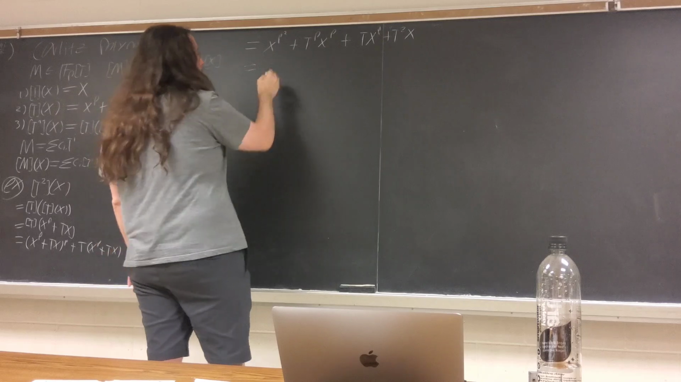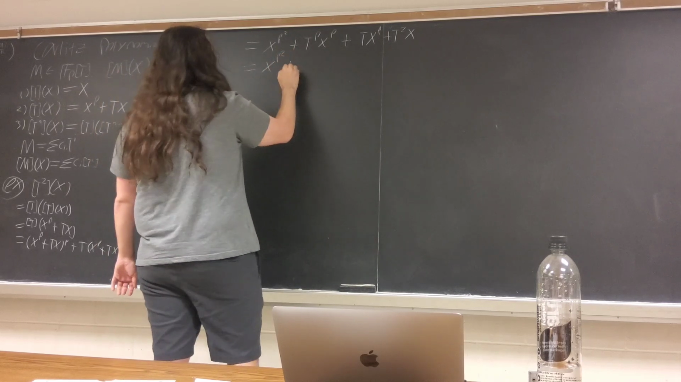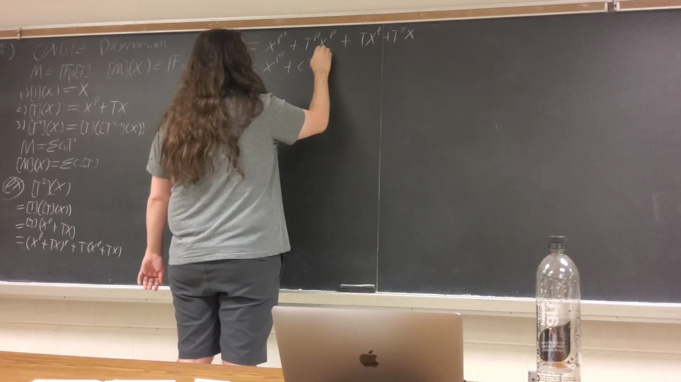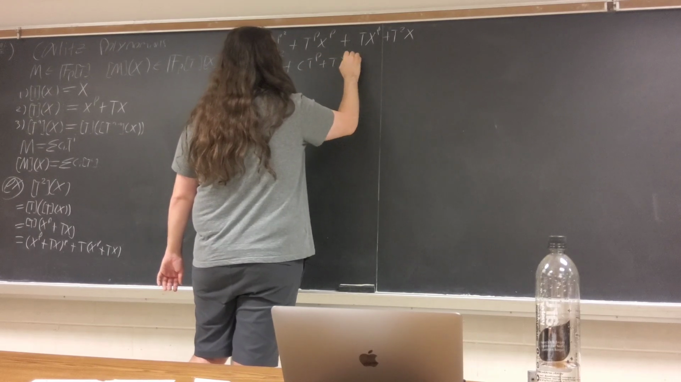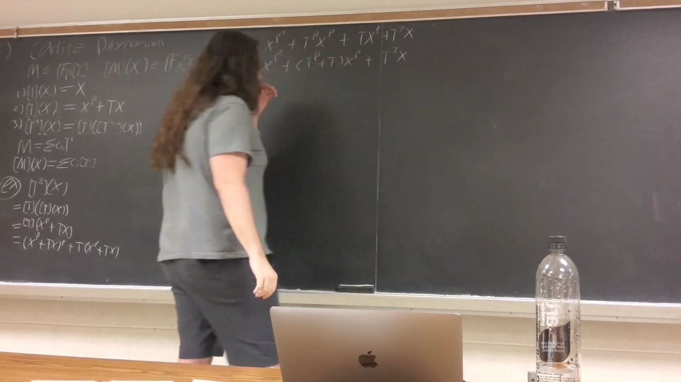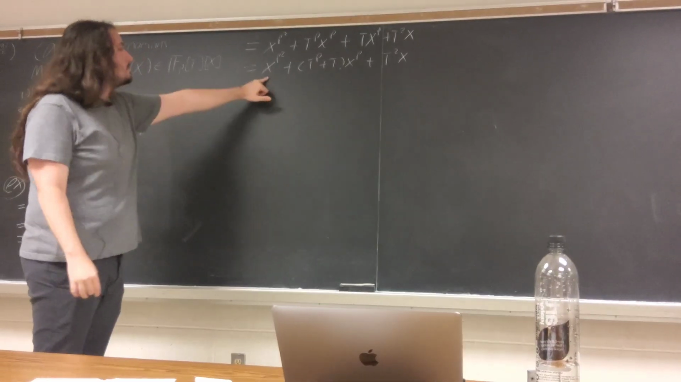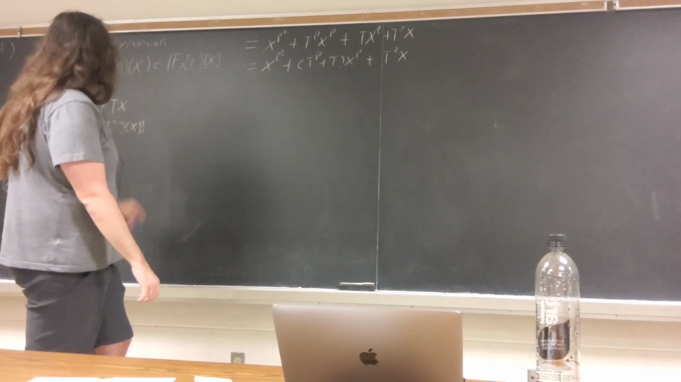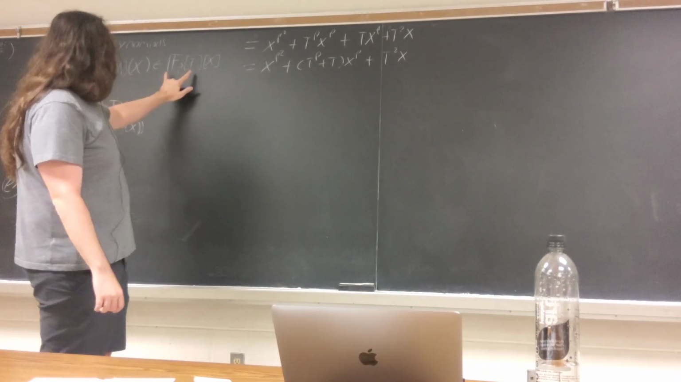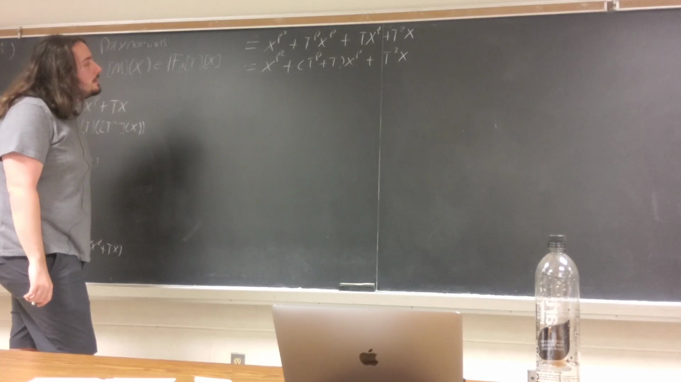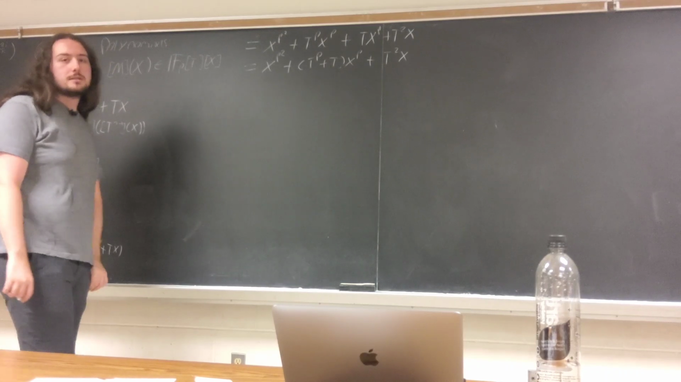And just grouping things, we get x to the p squared plus, let's write the coefficient first, t to the p plus t squared x. And that's our final answer. It's a polynomial in x with coefficients in here. So there are a few things that one might notice about this.